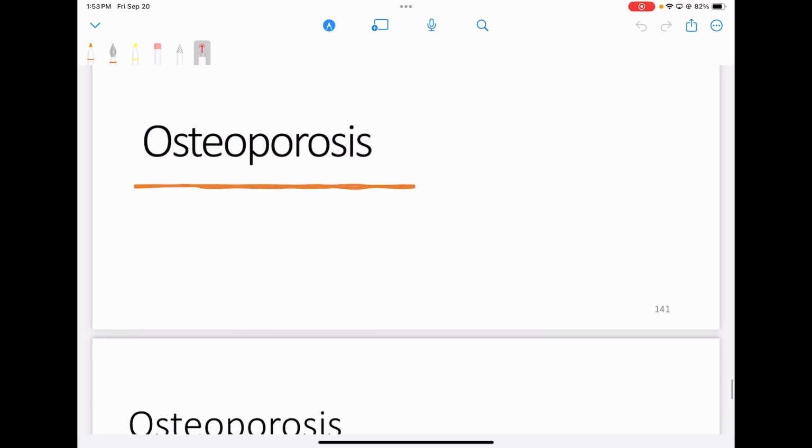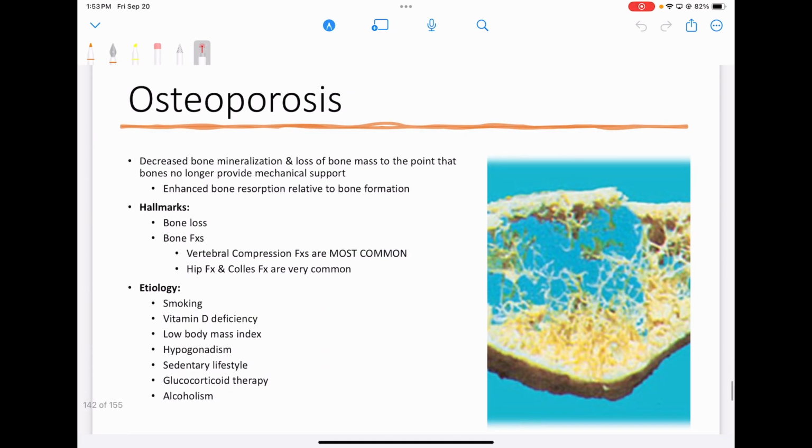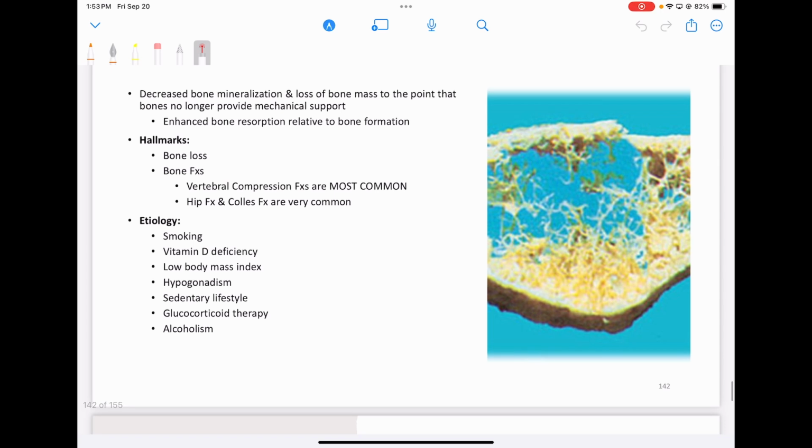Last section is on osteoporosis. Obviously, decreased bone mineralization, loss of bone mass, that you can no longer provide mechanical support. That's the main goal of the skeletal system, is support of your body, and when that fails, you're going to have issues. Hallmarks, bone loss, obviously bone fractures.